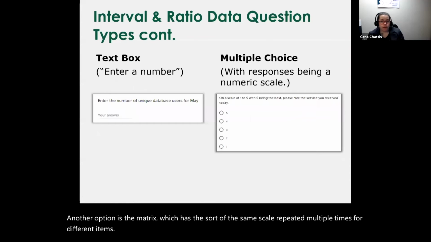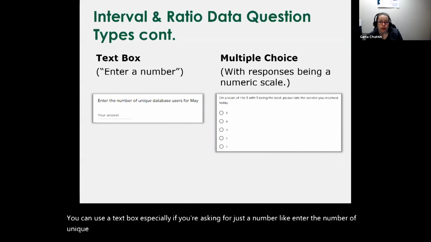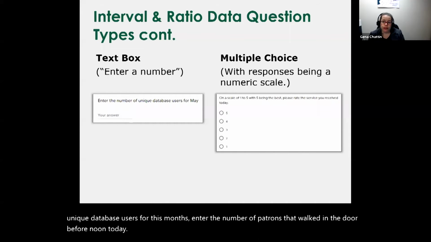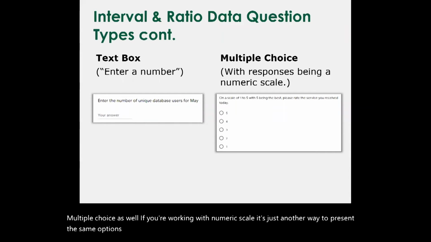You can use a text box, especially if you're asking for just a number, like enter the number of unique database users for this month, enter the number of patrons that walked in the door before noon today. Multiple choice as well if you're working with a numeric scale. It's just another way to present the same options to users.